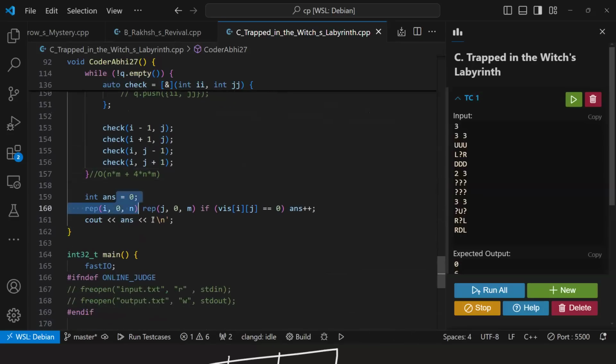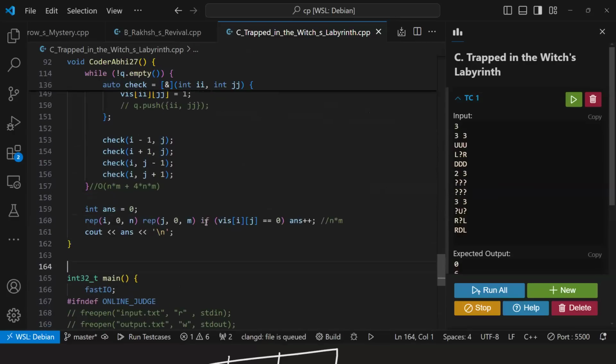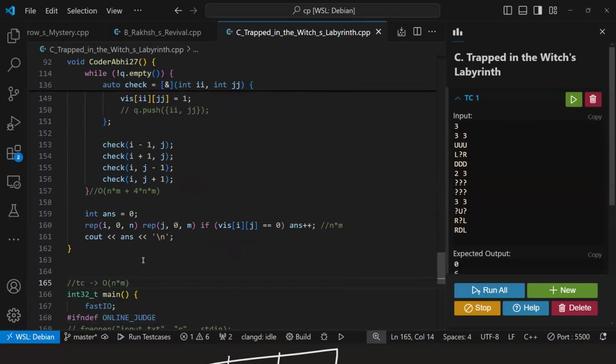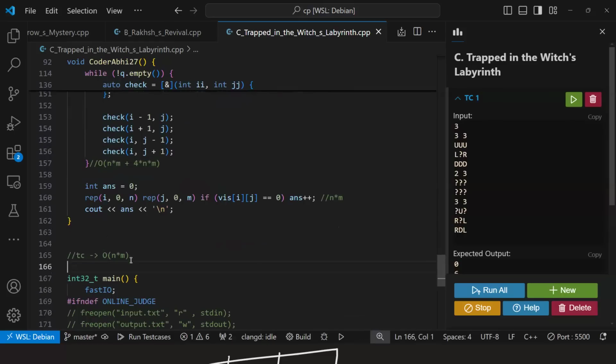And this printing part is taking n into m time here. So overall, you can say that my overall time complexity would be order of n into m only. Like 1 time, 2 time, and 5, 6 times you are doing n into m, which is as good as an order of n into m. So I hope this problem is clear to you. Can we move to the next problem now?